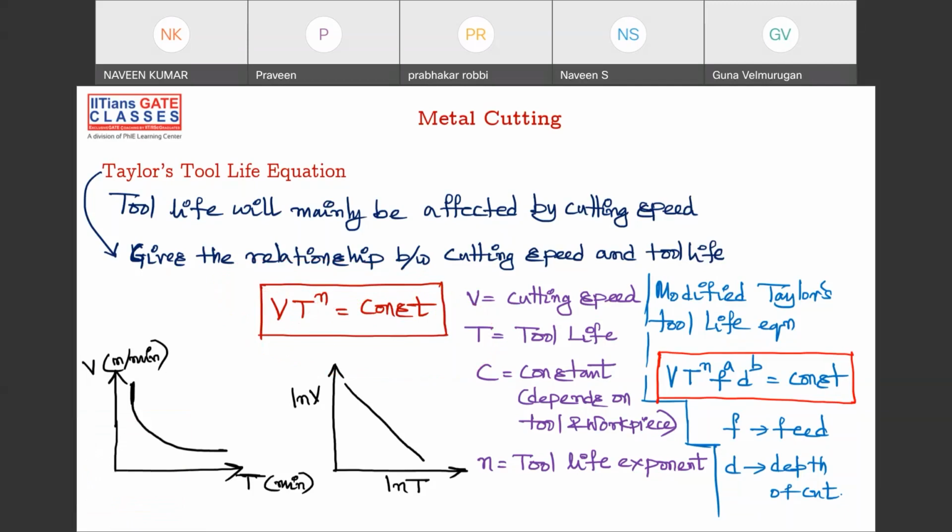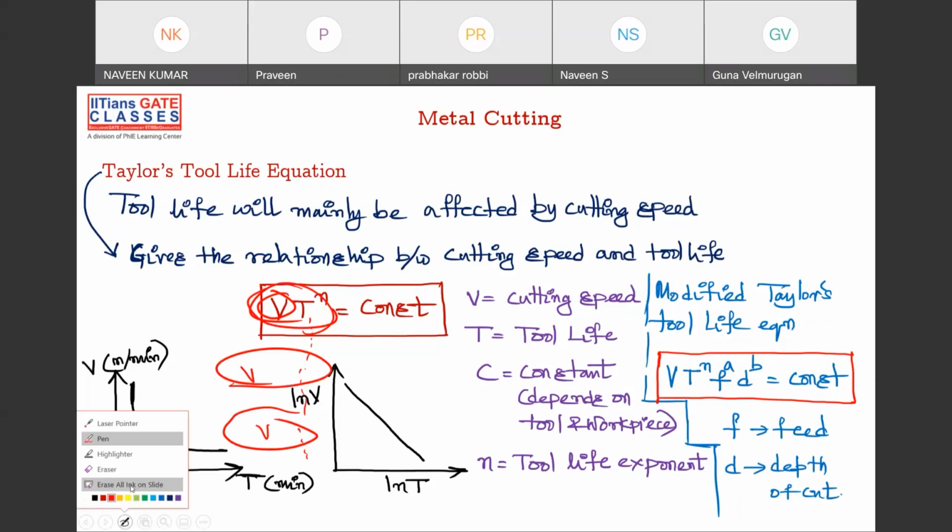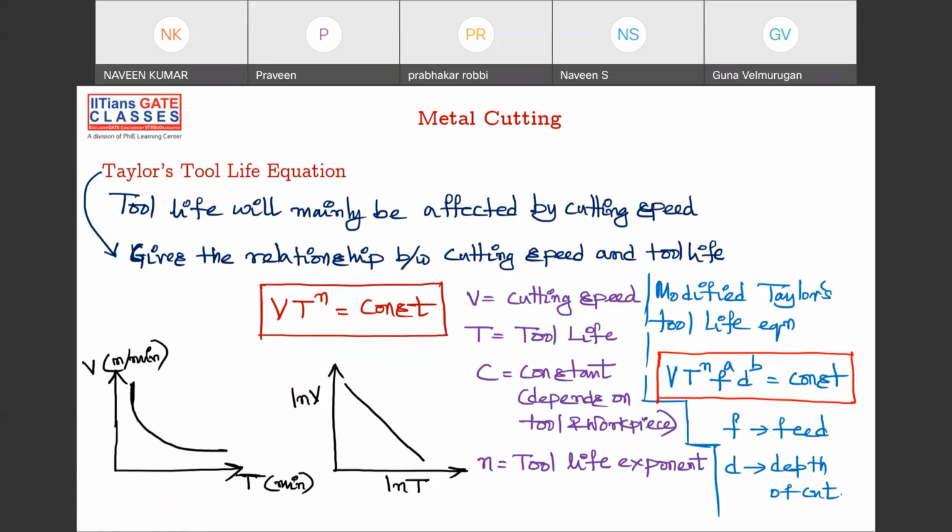Because he performed a certain experiment. He took a tool, he took some workpiece. First he kept velocity constant, then he did so many experiments. He got all different T's. Then again different velocity, different T's, different velocity, different T's. Like that he obtained a certain amount of data.